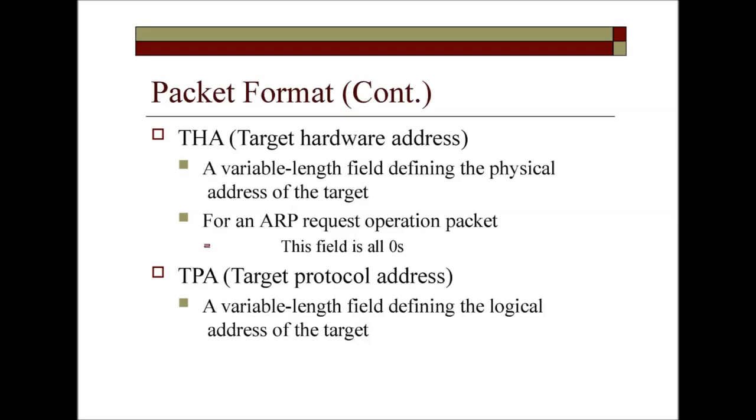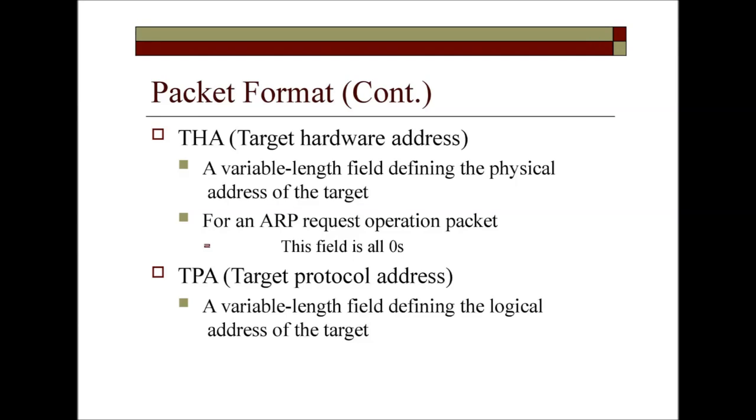Target hardware address, a variable length field defining the physical address of the target. So physical address of the target means that machine, that device which is used to get the physical address. So if we have logical address, we can find the physical address. So THA field is for physical address. For an ARP request operation packet, this field is all zeros because when the request will be forwarded, this specific field will contain all zeros.